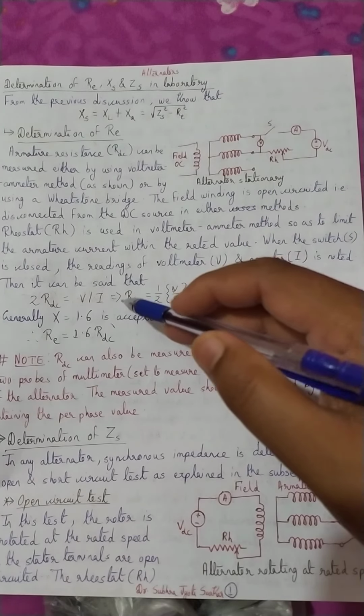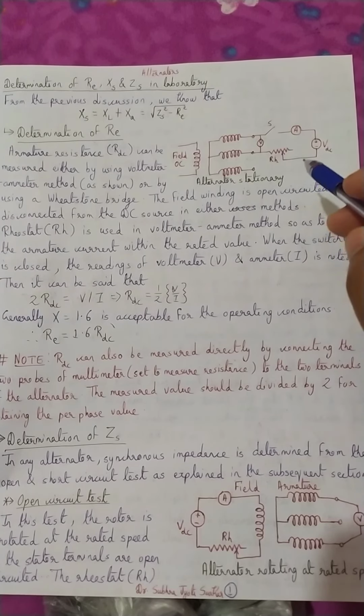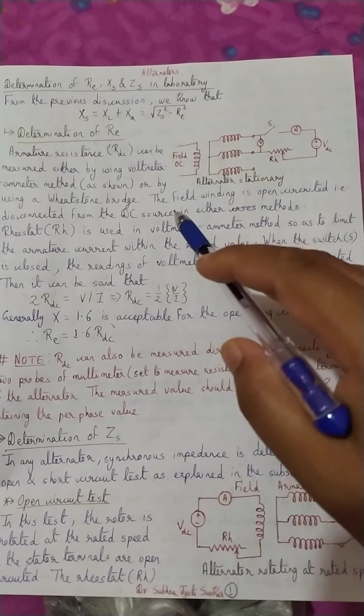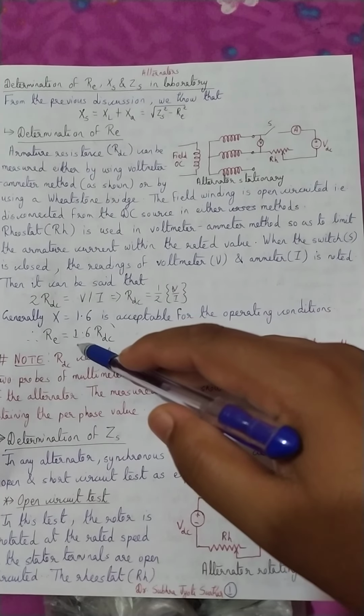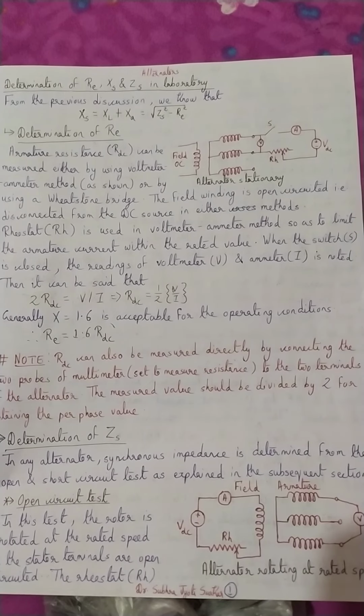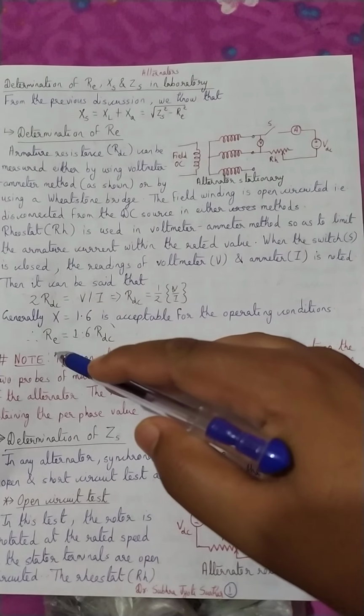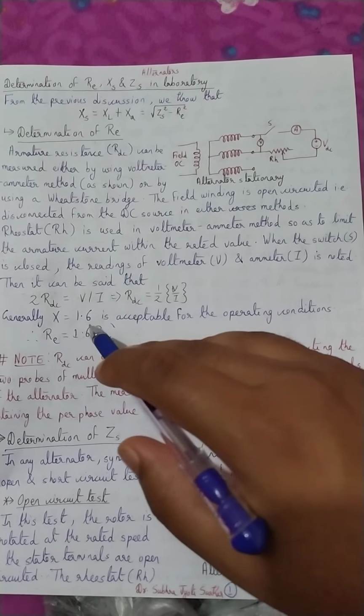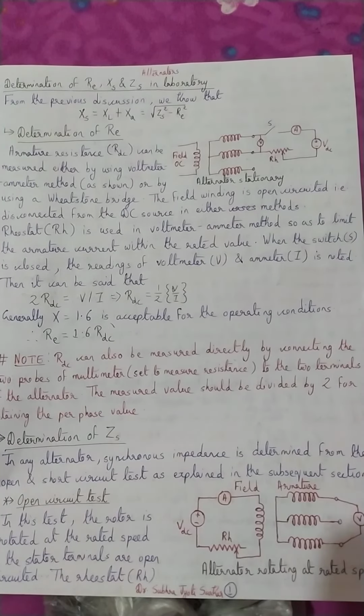I am talking about DC resistance. Mind it. Why? Because in case of AC there is something called skin effect which comes into play, and therefore the AC resistance will be different from that of DC. So in the lab, generally what we used to do is multiply the DC resistance by a value of something like 1.6. Whatever DC resistance we get, we multiply it by 1.6 to get the effective resistance.